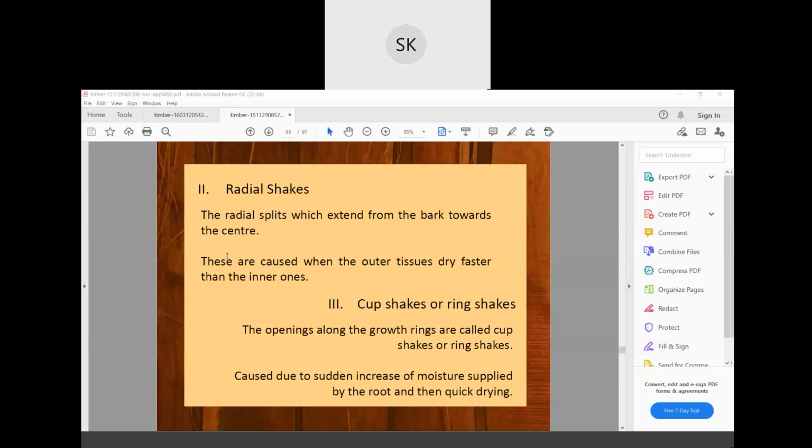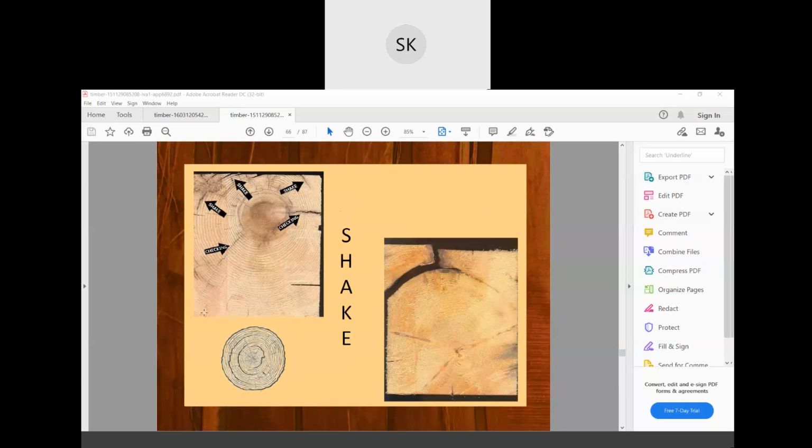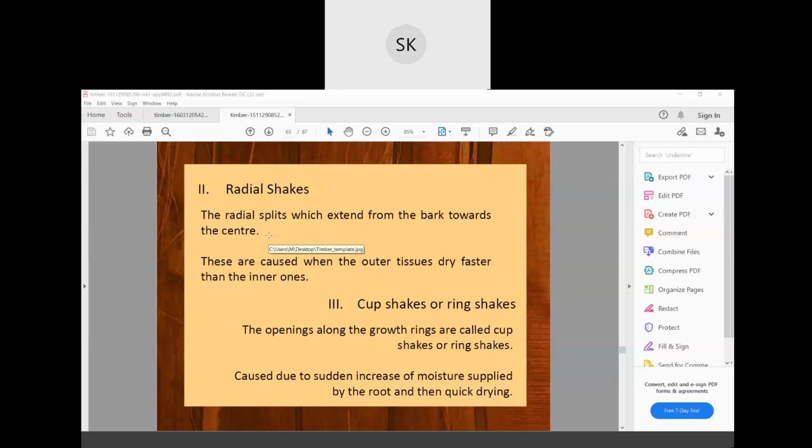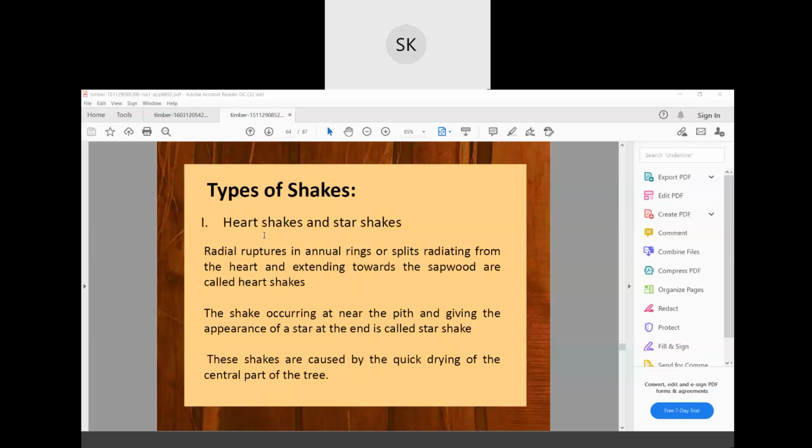Radial shakes are the radial splits which extend from the bark towards the center. If you see separation in the annular rings coming from the bark towards the center, then it is a radial shake. These are caused when the outer tissue dries faster than the inner ones.